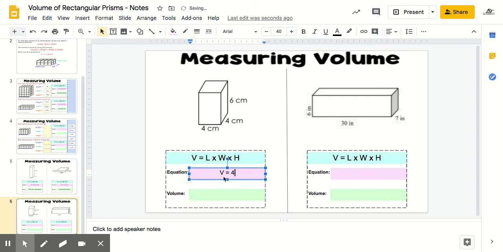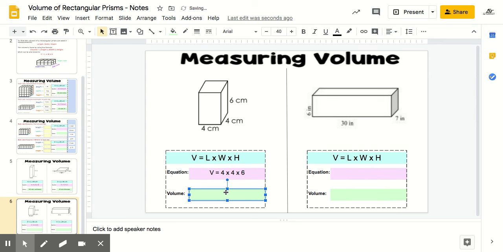So the length is going to be 4. The width is also going to be 4. And the height is going to be 6. So in order to find my volume, I simply need to multiply these three numbers together. So I have to multiply 4 times 4 times 6, which gives me 96. And we're talking about centimeters here, so the volume of this rectangular prism is going to be 96 cubic centimeters.